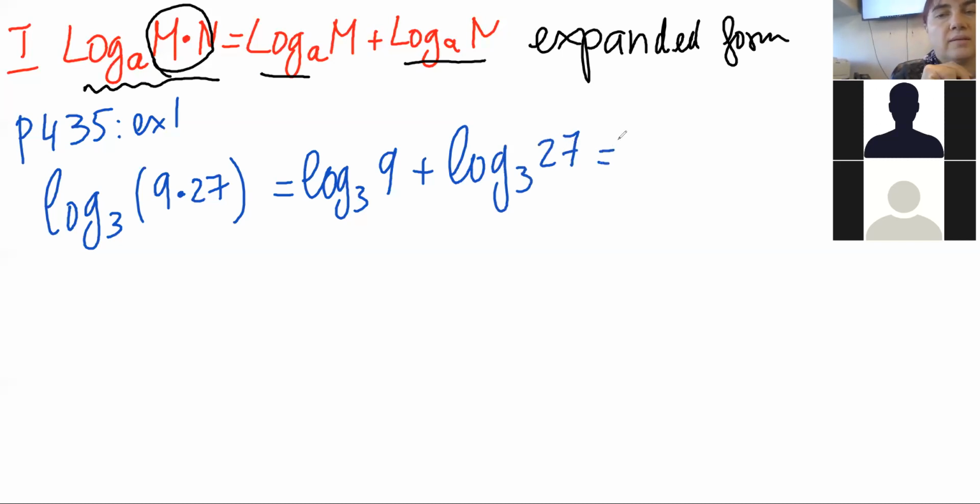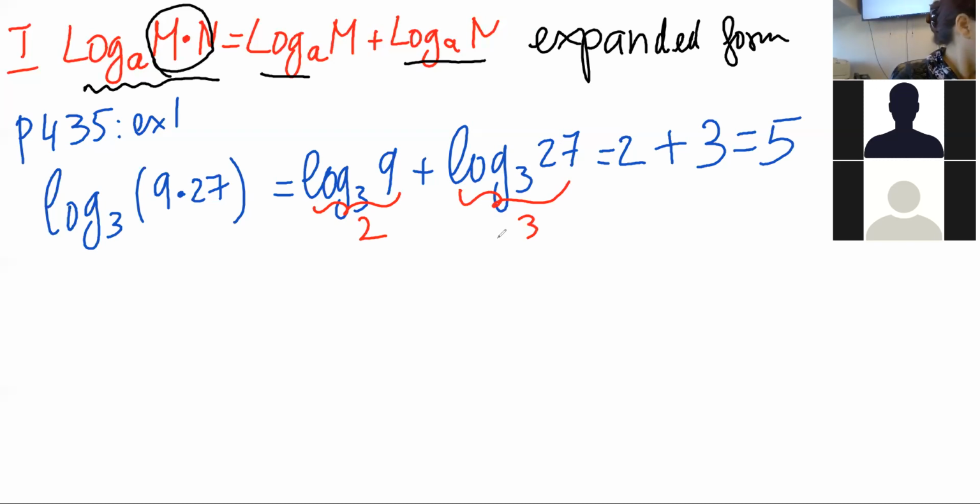So what is log 3 of 9? The first one is 2, because 3 to the power of 2 is 9. How about the next one? Log 3 of 27. That one would be 3. Okay, so the whole thing equals 5. This is the answer. So here, because this thing is 2 and this is 3. Okay, so some easy case.